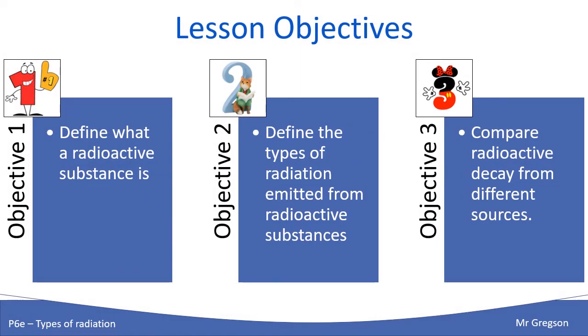Okay guys, so that pretty much wraps up this lesson. We've defined what a radioactive substance is, anything coming out of the nucleus. We've looked at the 3 types of radiation emitted from radioactive substances. 2 are particles and 1 is part of the electromagnetic spectrum. So we've got alpha, beta and gamma as a wave. And we had a look at that 6-mark question where we compared radioactive decay from different sources.